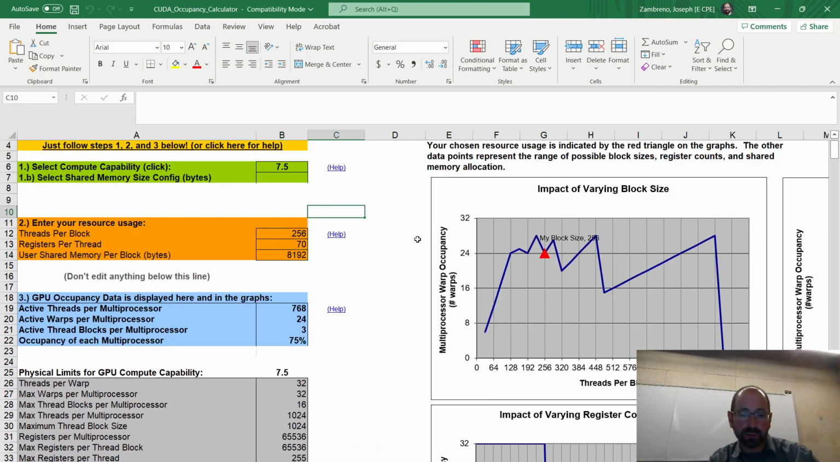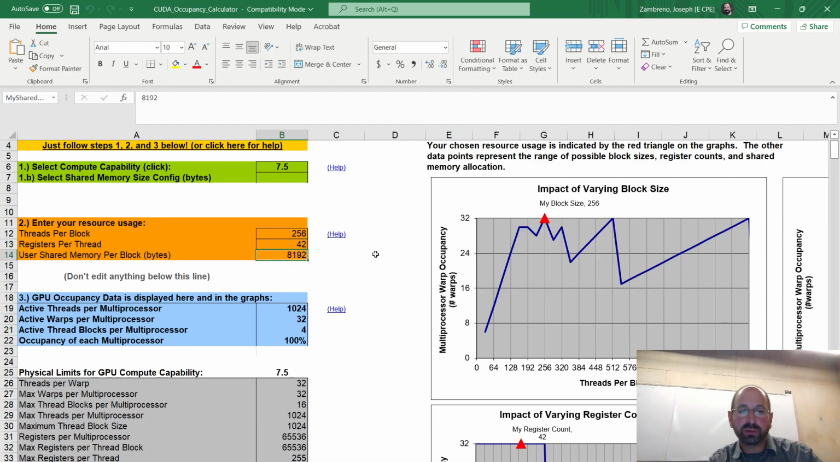Similarly, if we go back to where we were in terms of registers per thread, but instead recognize that I actually want to increase the number of threads per block. All right, 256 threads per block was good. Let's go up to 320 threads per block here.